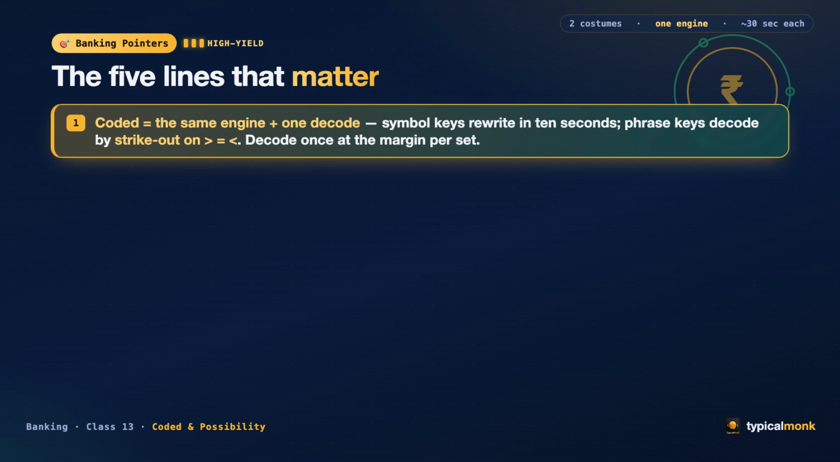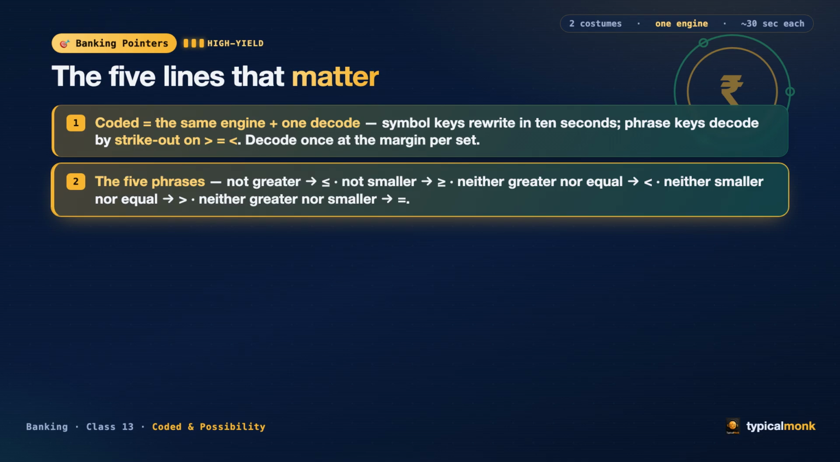1. Coded means the same engine plus 1 decode. Symbol keys rewrite in 10 seconds. Phrase keys decode by strikeout on greater than, equal, less than, at the margin, once per set. 2. The 5 phrases: not greater than means less than or equal to, not smaller than means greater than or equal to, neither greater nor equal means less than, neither smaller nor equal means greater than, and neither greater nor smaller means equal.